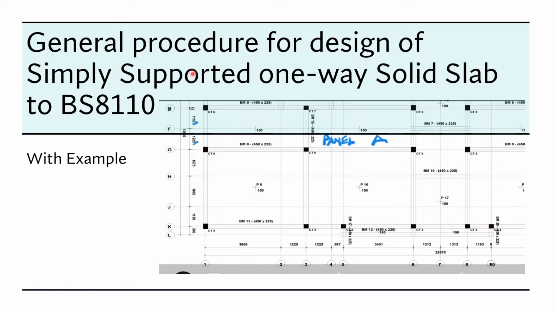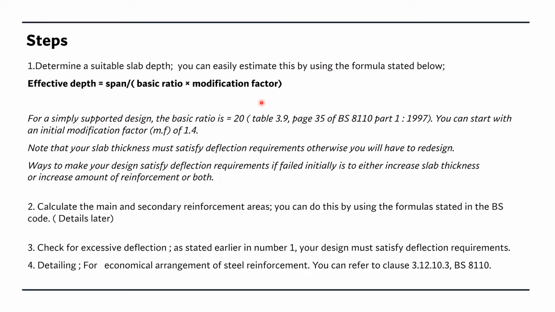General procedure for design of simply supported one-way solid slab to BS8110 with example. Steps. 1. Determine a suitable slab depth. You can easily estimate it by using the formula stated below, which is effective depth is equal to span over basic ratio times modification factor. For a simply supported design, the basic ratio is 20.